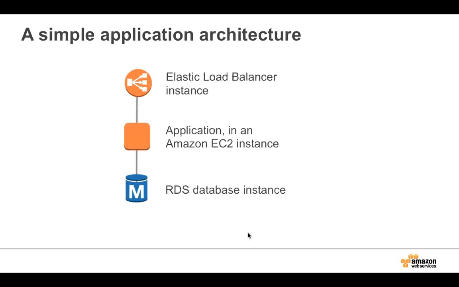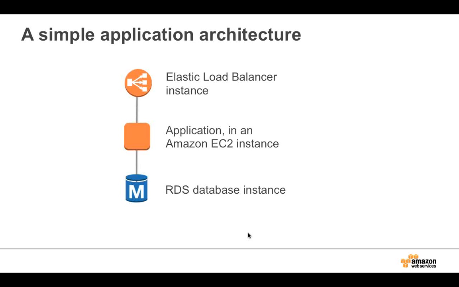So here's a very simple application architecture. We have at the very bottom a database instance, and the letter M means that this is a master. Connected to it is an application running in Amazon EC2. And on top of that, there is an elastic load balancer, also provided by AWS.